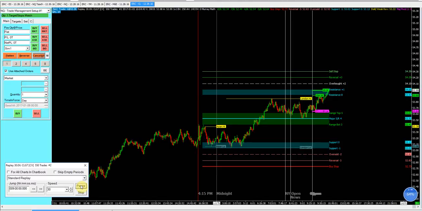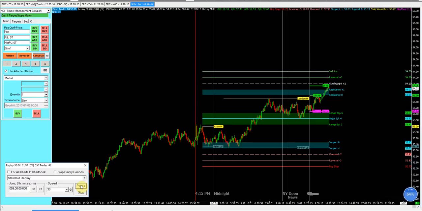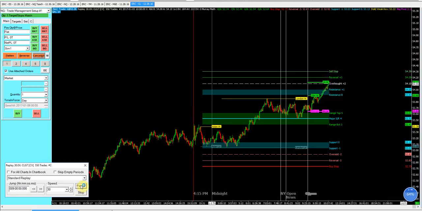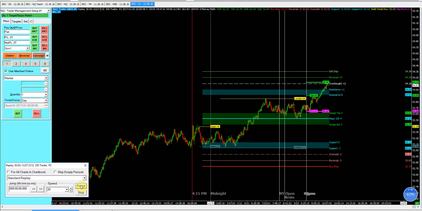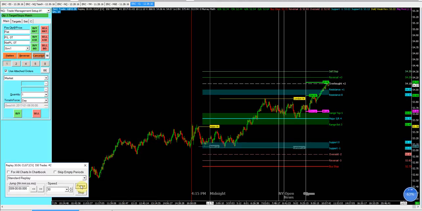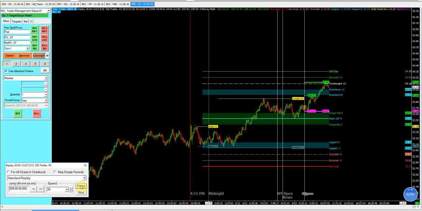So we're waiting for a setup. Remember, waiting for a setup here. We're going up, overbought, still not in a trade. You don't take this trade because you've already made your ticks on that long.